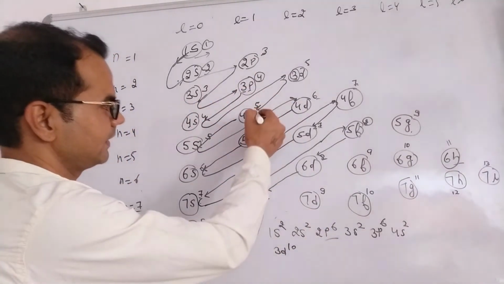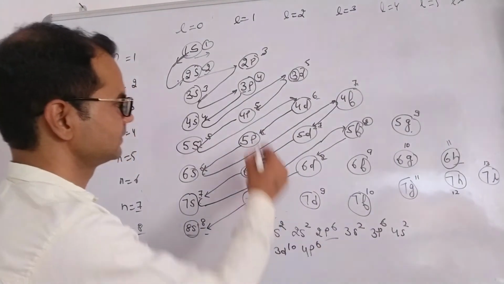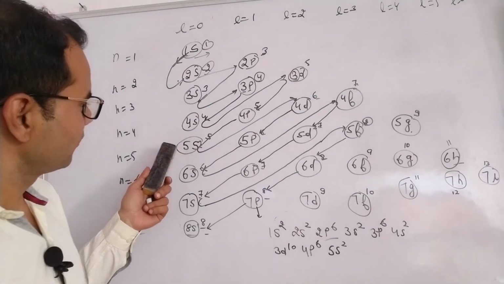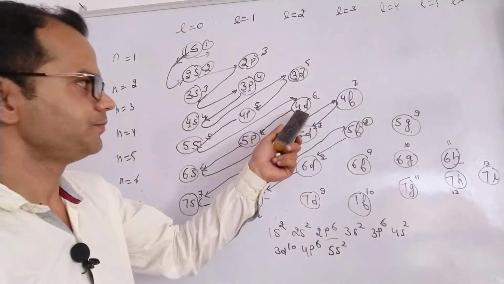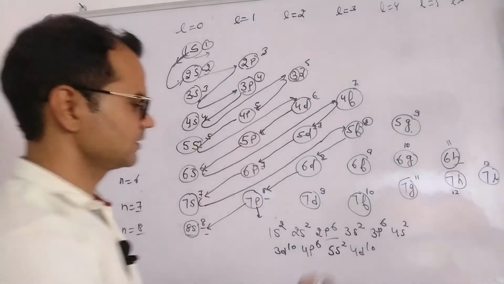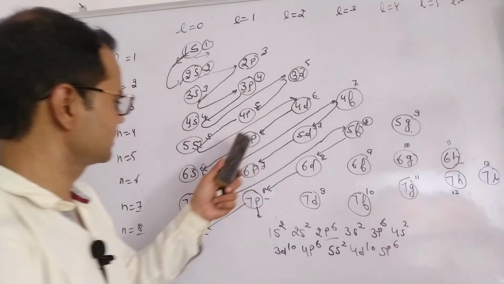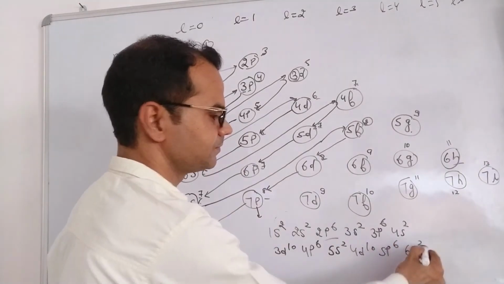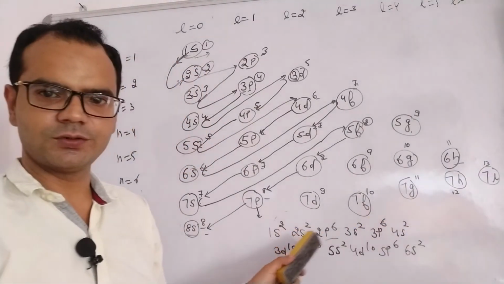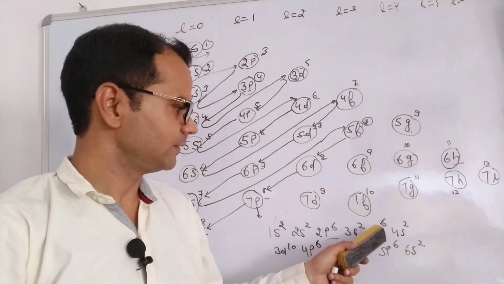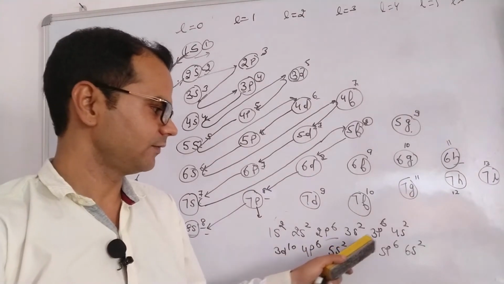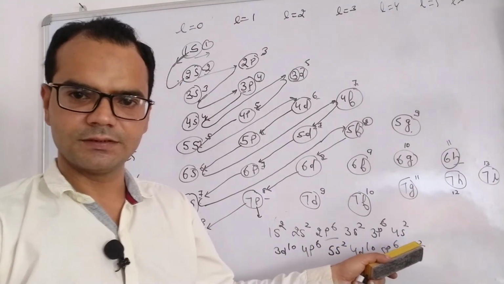From 3d, next is 4p6, next is 5s2. From 5s2 we move to 4d10, next is 5p6, next is 6s2. So: 1s2, 2s2, 2p6, 3s2, 3p6, 4s2, 3d10, 4p6, 5s2, 4d10, 5p6, 6s2.